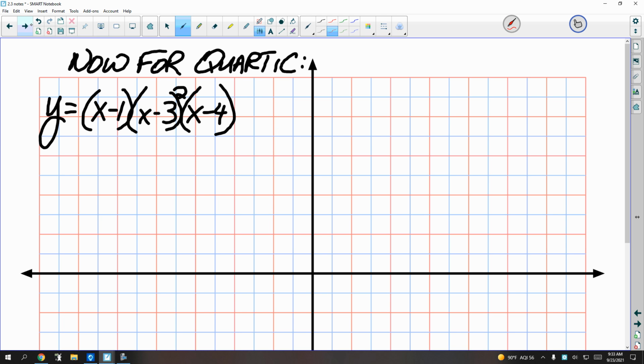Okay, so now let's see how confident you are. This is a quartic, and I'm not going to do it yet. I'm going to give you time to try it. You know all the rules. Can you do it? I dare say yes. Yes, you can.